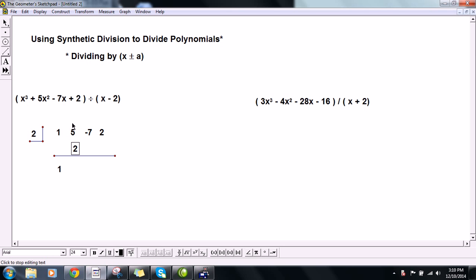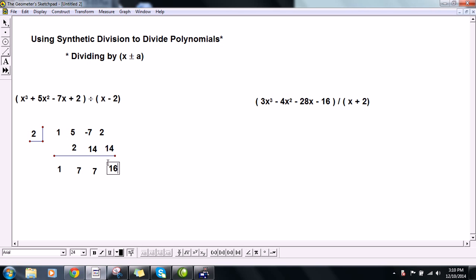Now I'm going to add. I multiplied 2 times 1 and put that here, and now I add: 5 plus 2 is 7, and I put the 7 right here. Now I multiply the 2 in the box by the 7, put it here, 14. I add negative 7 plus 14, which is 7. Then, very last, I multiply 2 times this 7, 14, put it here, and add to get 16.